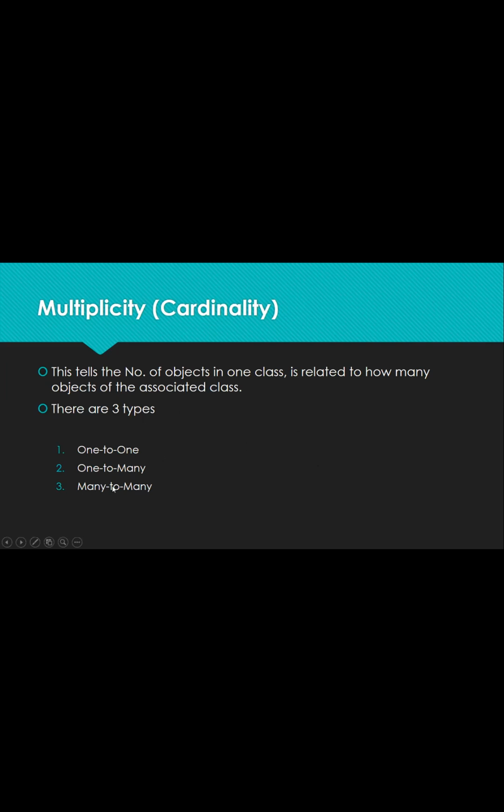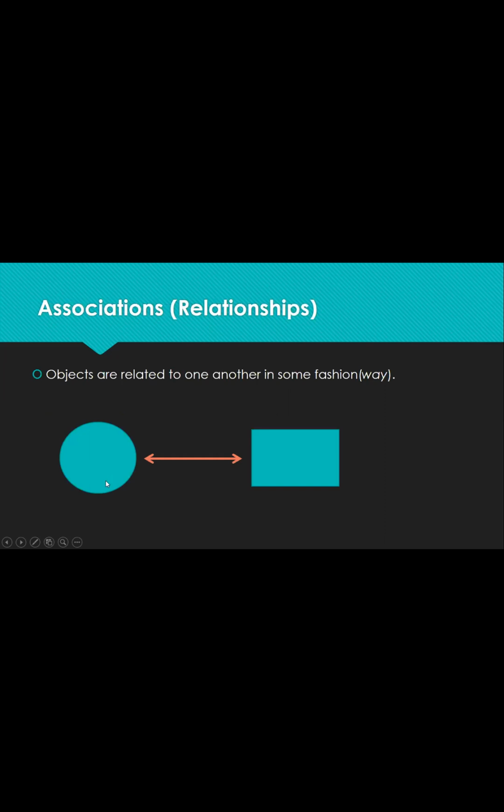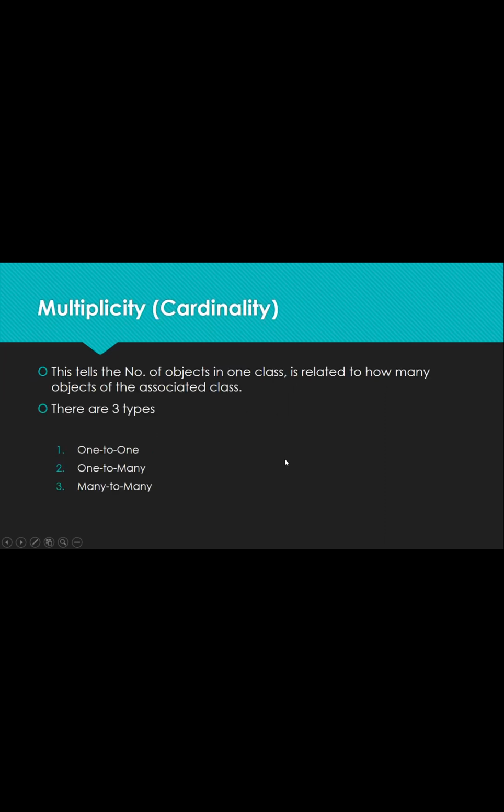Multiplicity, this is same as we learned in the database. So one to one, one to many, many to many. This tells the number of objects in one class is related to how many objects of the associated class. Then association is one object related to another object, but when it comes to multiplicity, it says how many objects of the other associated class.